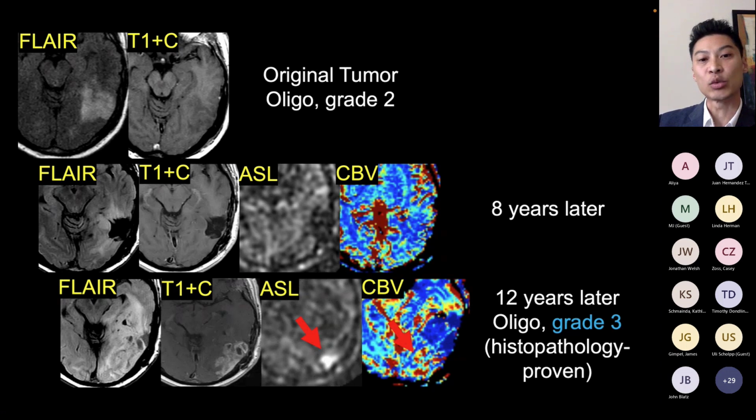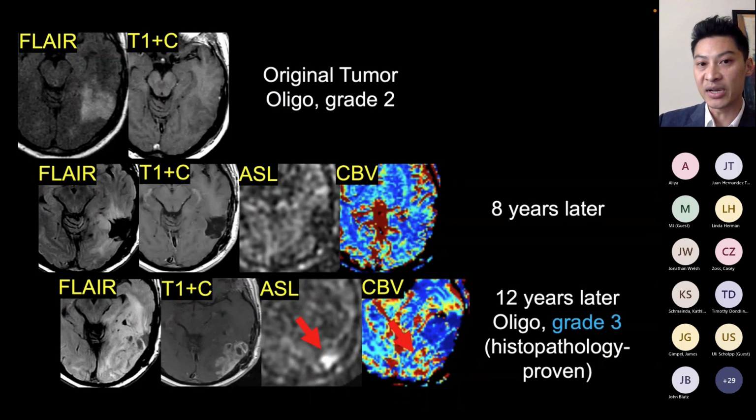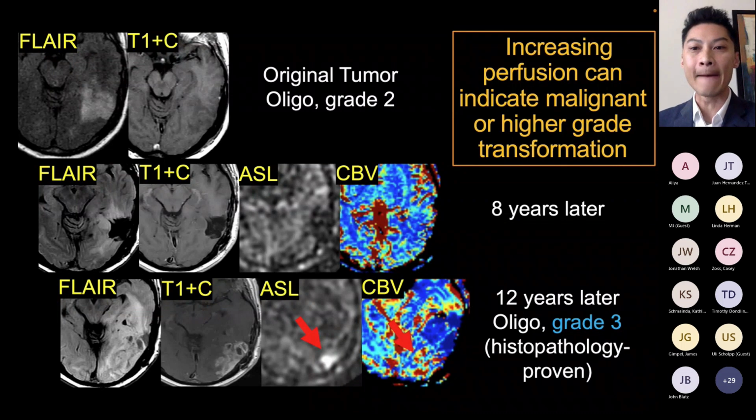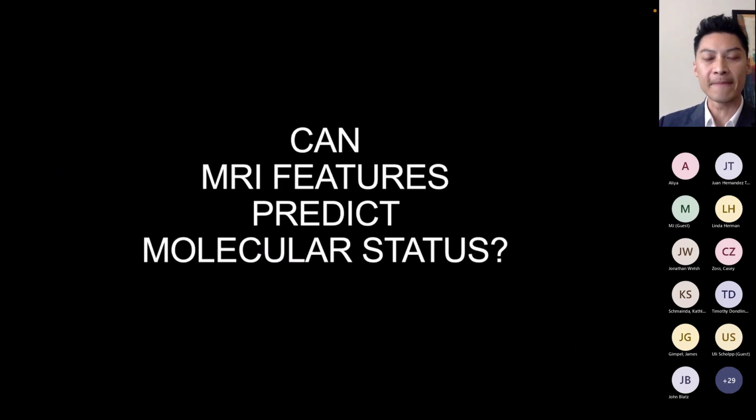The patient represented 12 years after the initial MRI, and you can see on T2 FLAIR that there's increasing signal intensity around the resection cavity. There's increasing enhancement. And on perfusion imaging, there's increased CBF as well as CBV. So that was a little bit concerning. This was resected, and the histopathology was proven to be a grade 3 oligo. So the teaching point in this case is that increasing perfusion over time can indicate malignant or higher grade transformation. And so often for these tumors, if you're going to use perfusion imaging, it's helpful to have a baseline perfusion to see what the original tumor looks like.